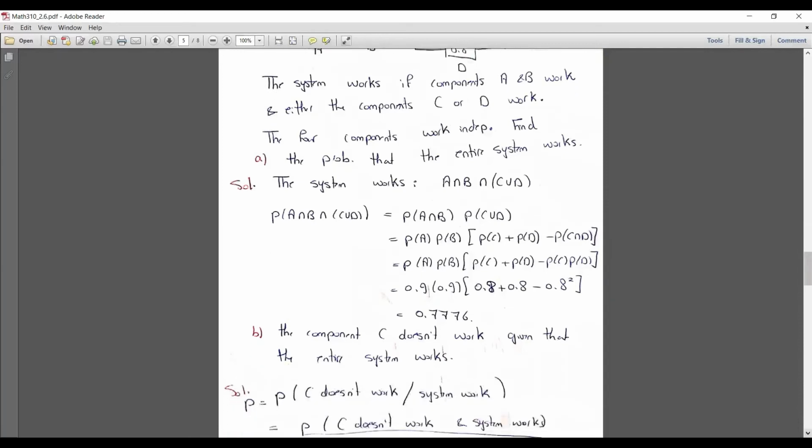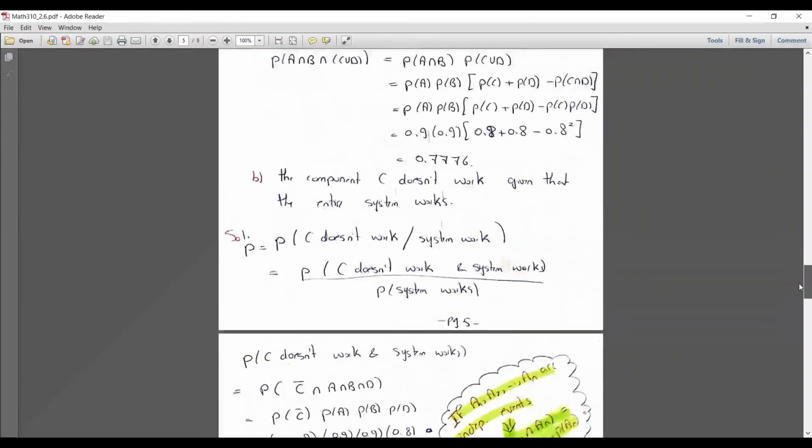Now, in part B, we are saying that the component C does not work, given that the entire system works. Okay, guys. So here we need to find P of not C. Okay, C bar, C prime, C power C. We can write it any of these ones, knowing that the system works. So here we found the probability when the system works, which is 0.7776. So guys, let's solve this one. We need to find the probability that C, the component C, does not work, knowing that the system works.